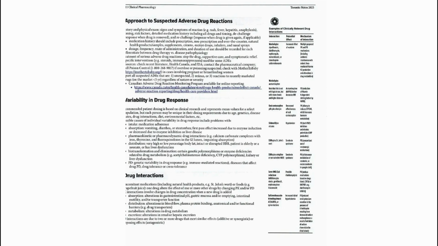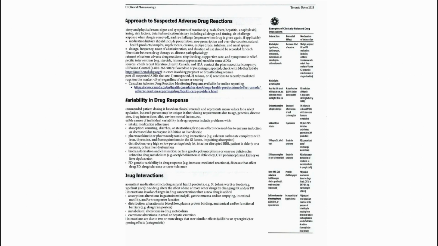Number 1, medication adherence. The simplest explanation is that the patient may not be taking the medication correctly. Poor adherence is a common cause of treatment failure. Number 2, drug absorption. Several gastrointestinal conditions can alter absorption, including vomiting, diarrhea, and steatorrhea.